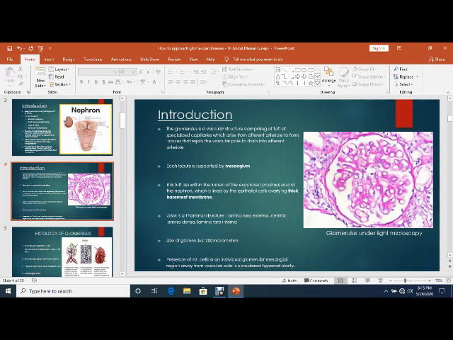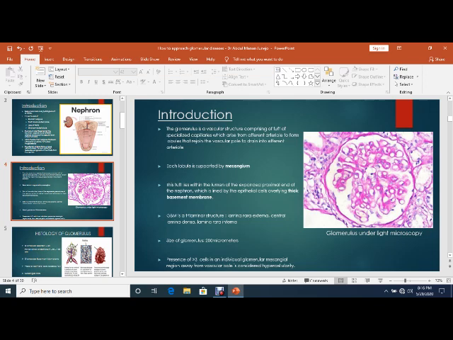GBM, glomerular basement membrane, has got three layers. Trilaminar, tri means three, structure. Lamina rara externa, it is the external layer. Lamina densa, it is the central layer, and lamina rara interna is the internal layer. So there are three layers of the glomerular basement membrane. Sometimes they will ask you in the MCQ regarding these layers, and the size of the glomerulus is 200 micrometers.